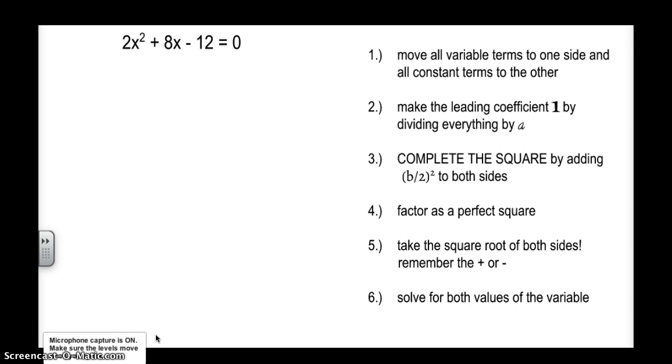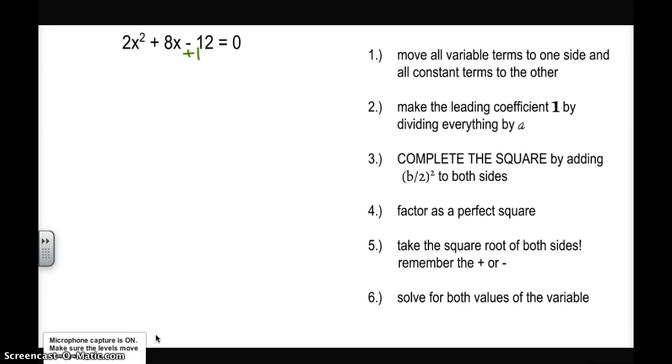Here's our function: 2x squared plus 8x minus 12. I'm going to take you through an example, and each line is going to correspond with a step. So the first step is to get all the variables to one side and all the constant terms to the other. So I'm going to start just by adding 12 to both sides. That was step 1. Move everything over.